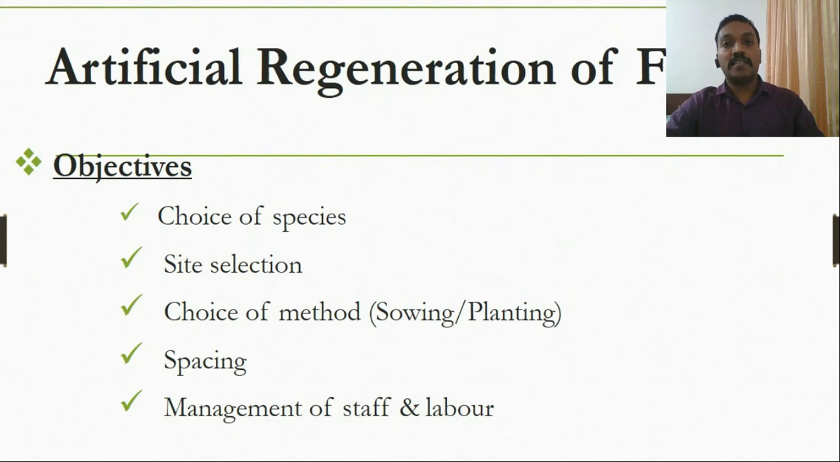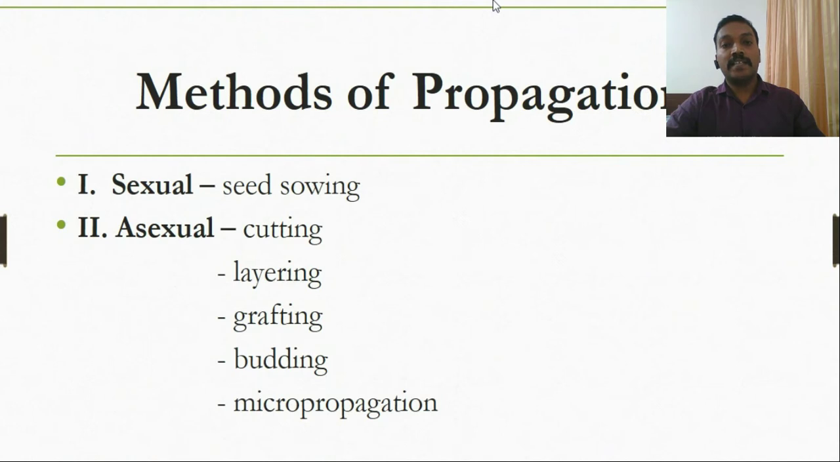The next important title here is about the methods of propagation. There are two different types of propagation methods followed in practice. One is sexual, that is through seed sowing, and the second important aspect is asexual, which is through the vegetative propagation method. In asexual, there are five different methods we will be studying in detail, starting from cuttings, layering, grafting, budding and micropropagation. These are the different asexual propagation methods generally practiced in forestry.